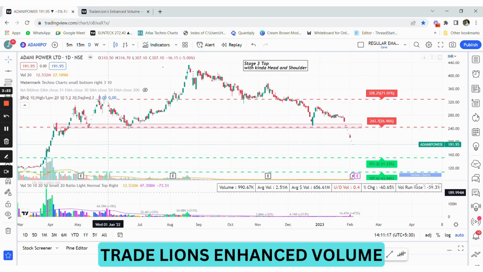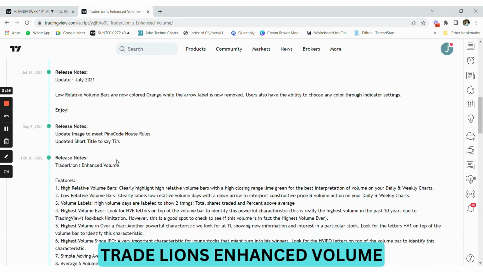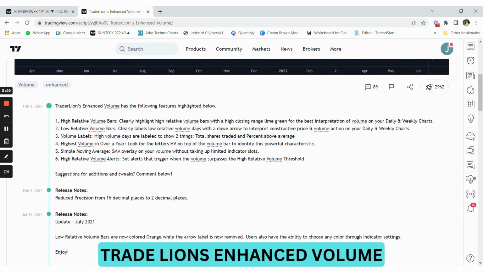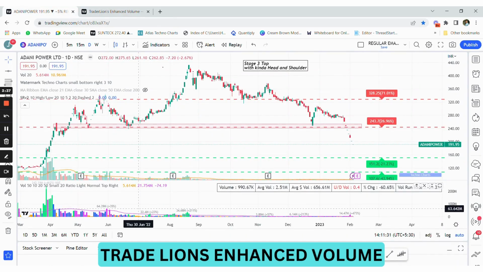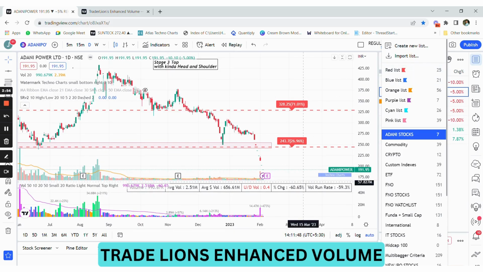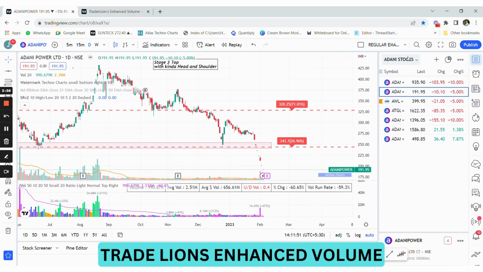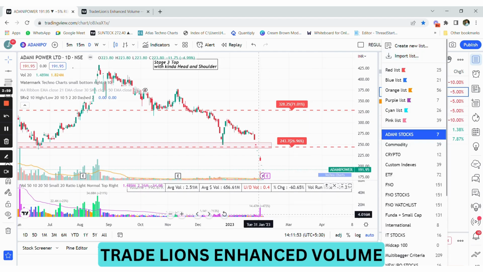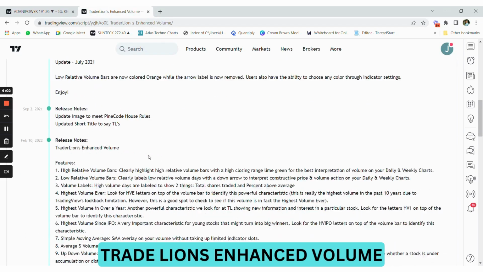Now you can understand more about the Trader Lines Enhanced Volume by going into the features. There are high relative volume bars, low relative volume bars, the highest volume over a year, and also a simple moving average line that helps you understand the differences between the green volumes and the purple volumes, right? Whenever there are high volume bars, the color changes to green. That means there is accumulation happening in these stocks. And whenever we see the volume increasing on the selling side, you can see the purple lines here. So this is going to help you understand the differences.